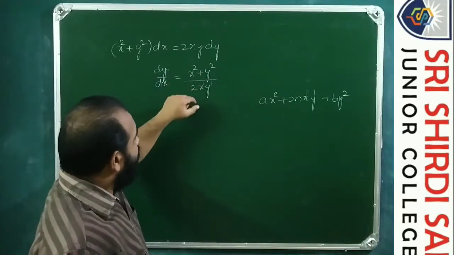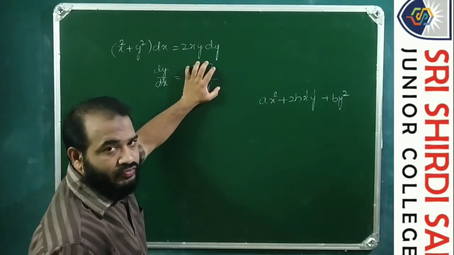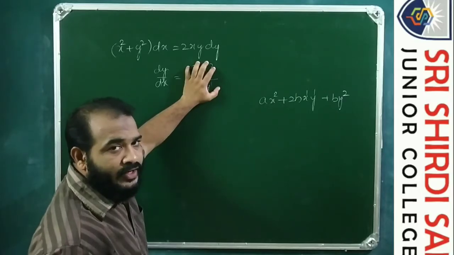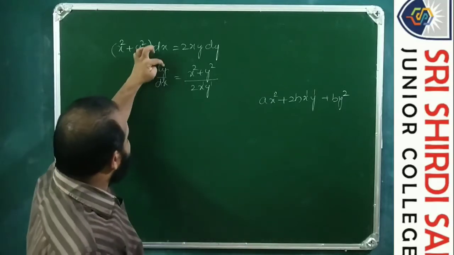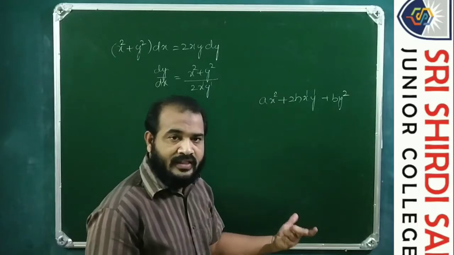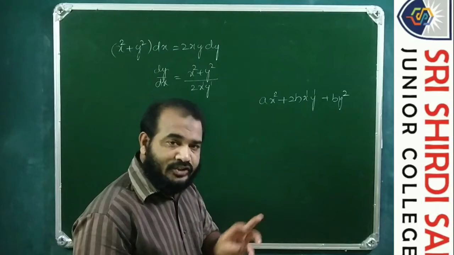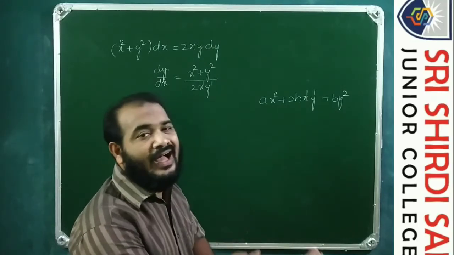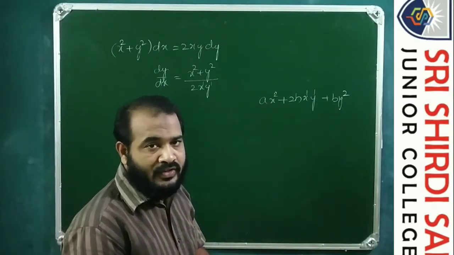What is a homogeneous function? If you suppose this to be f(x, y), then f(kx, ky) = k⁰ f(x, y) we should get. Here k power 2, k power 2. Since this is dy/dx, we take y/x = v and proceed. Then after some steps we come to a situation where we can separate the variables in terms of v and x, and then we know how to do the variable separable method.